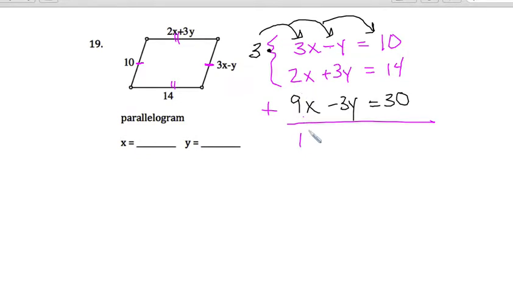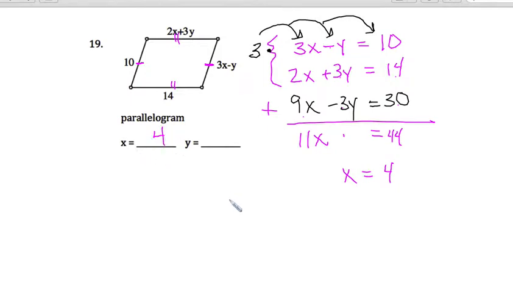2x plus 9x is 11x. 3y plus a negative 3y is no y, or nothing. And that's going to equal 14 plus 30, which is 44, which means when I divide by 11, I'm going to get x is equal to 4.